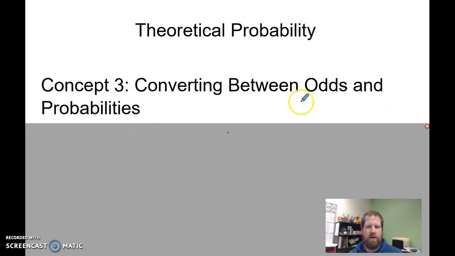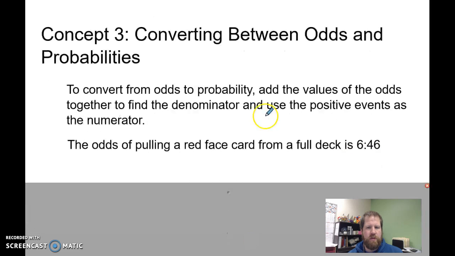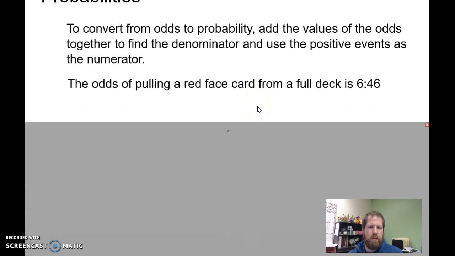Concept 3, converting between odds and probabilities. Alright, so converting between odds and probability is pretty straightforward. If you're going from odds to probability, you add the two numbers of your odds together. That'll give you the denominator.